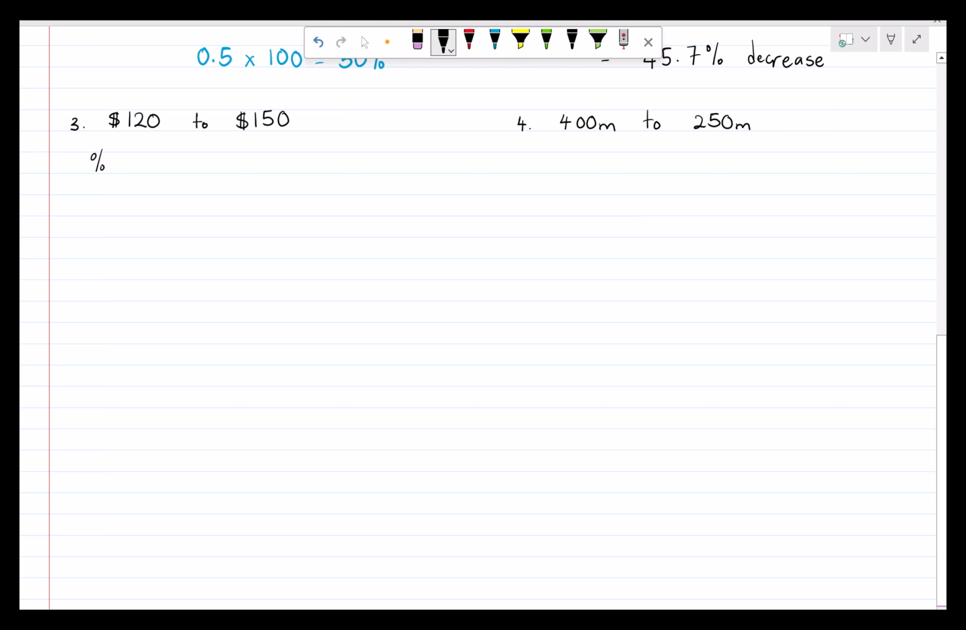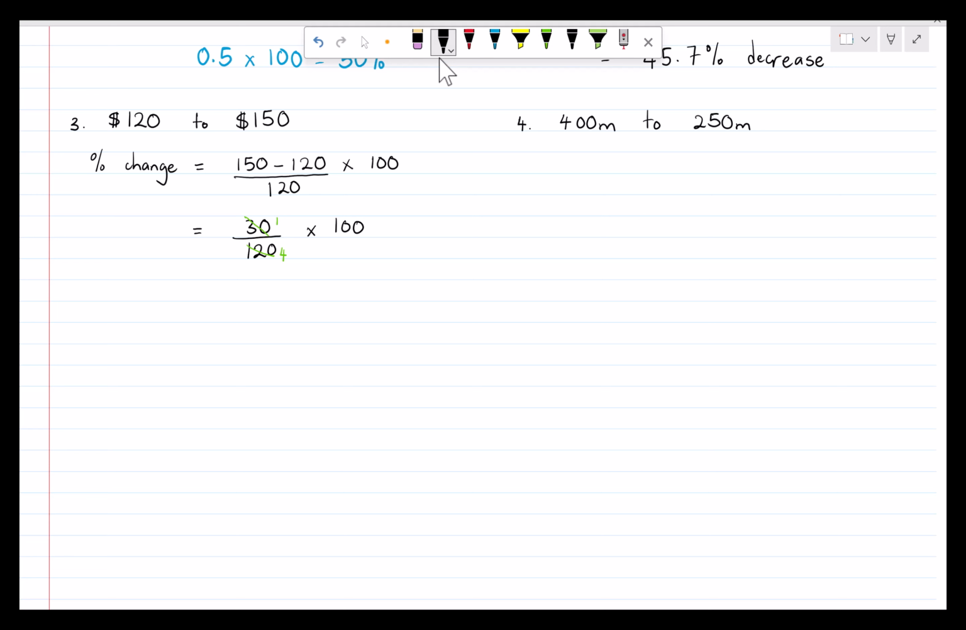Number 3, we have $120 to $150. To get our percent change, we're going to say 150 subtract 120 all over 120, and we're multiplying this by 100. 150 subtract 120 gives us 30, and we have 30 over 120 times 100. Now we're going to simplify this fraction, whereby 30 into 30, that is 1, and 30 into 120, that is 4.